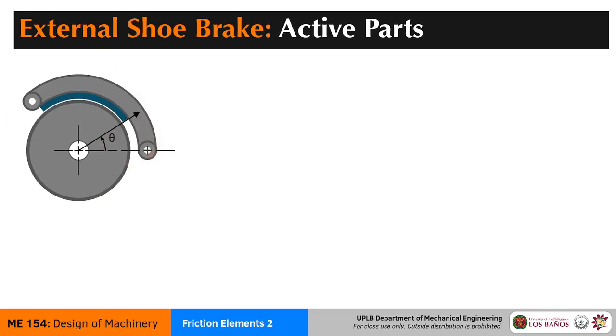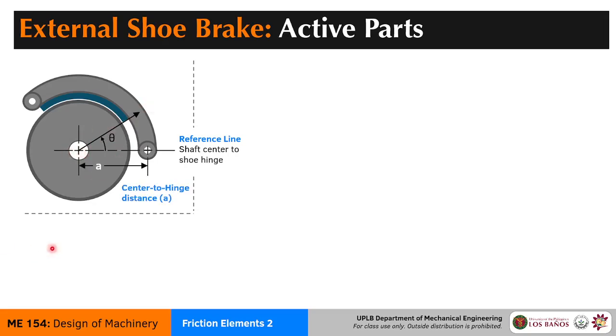So some important coordinates. We do have a reference line. This is the center line, or rather the line that connects the centers of the drum and the shoe brake hinge. So this is the reference line. This is where we'll be measuring the contact angle, theta, in this case. So theta is relative to the drum center. So keep that in mind. Next, we'll be defining a center to hinge distance A.